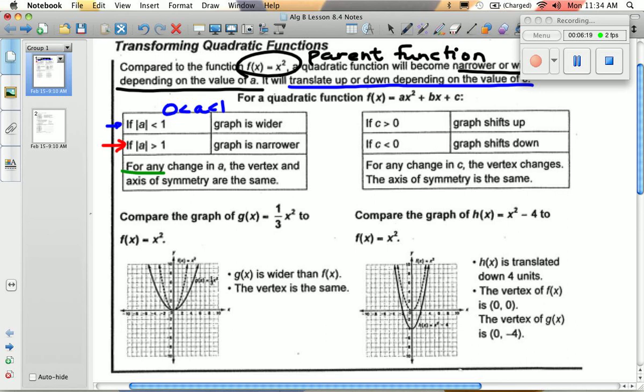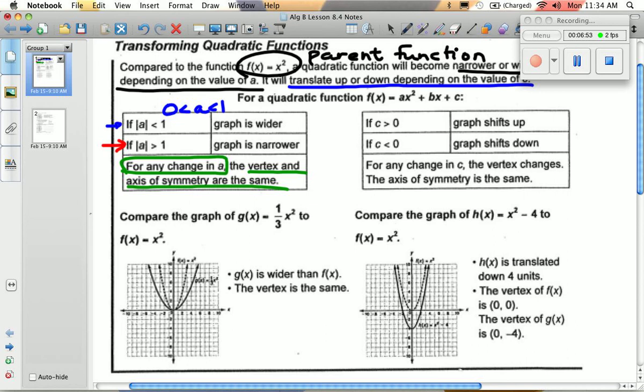The other thing important to take note of: for any change in a, the vertex and axis of symmetry don't move. The a value does not affect your vertex, and it does not affect your axis of symmetry. Remember, the a value has 2 roles. It tells you whether it opens up or opens down, and it tells you if it's going to get skinnier or get fatter. It doesn't move the vertex, and if it doesn't move the vertex, can it move the axis of symmetry?